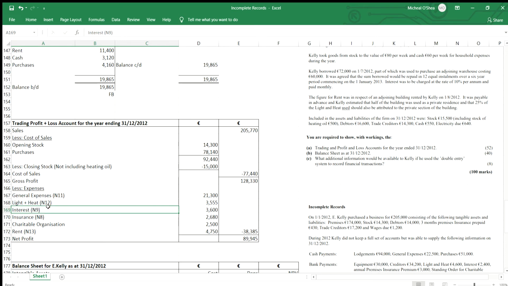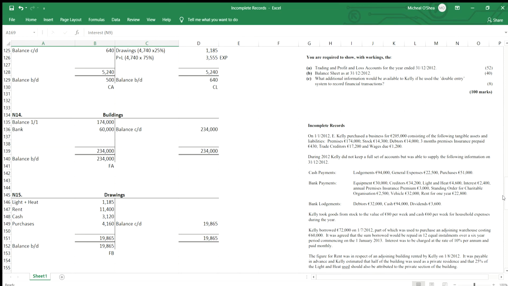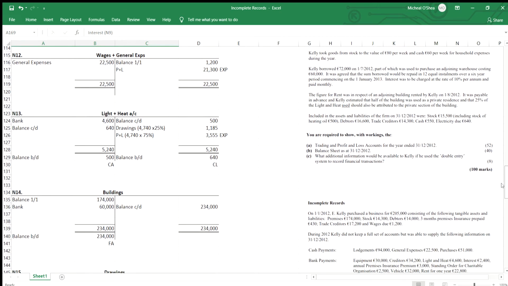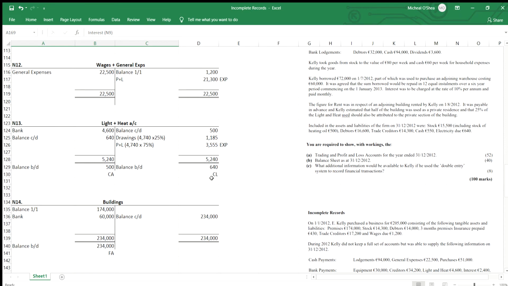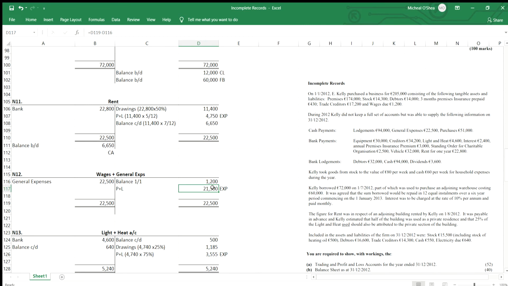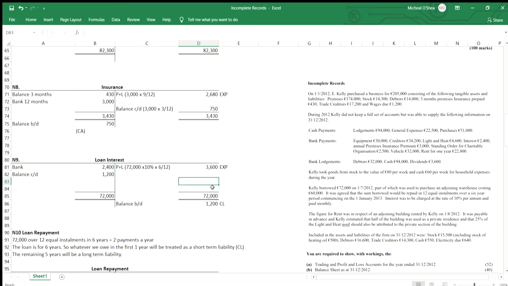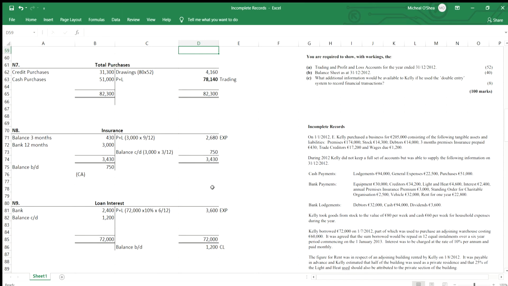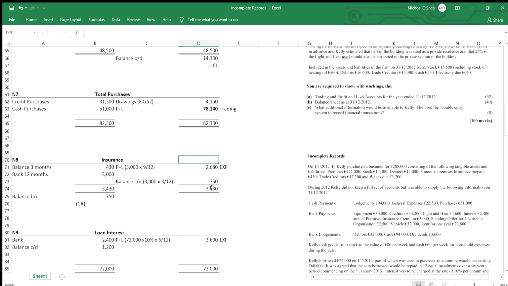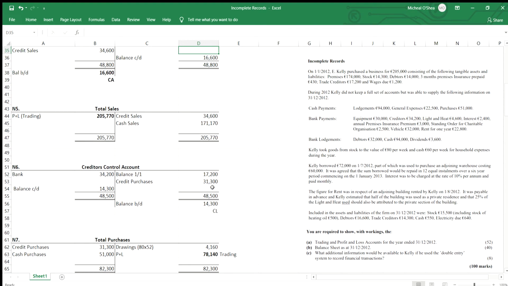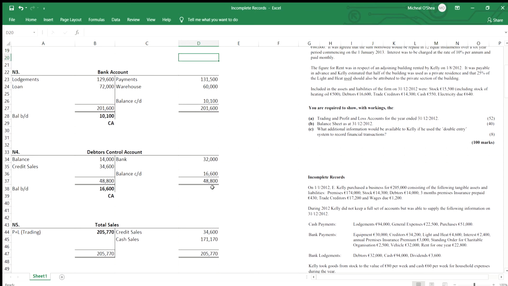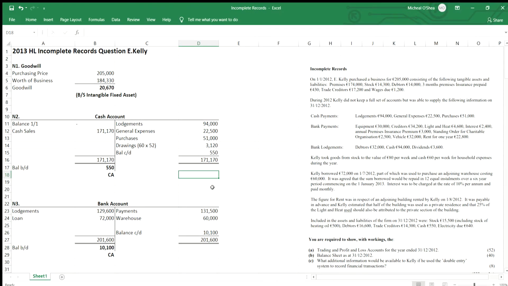Where did I get all those figures? I'm just going to go up here. So I have my light and heat. I have my wages here. Again, that's an expense. I have my rent up here. That's an expense. I have my loan interest here. That's an expense. I have my insurance. That's an expense. They're the ones that are obviously EXP. I think that's the last of them. I'm just going back through my notes. Anything I wrote EXP next to, I'm just throwing in here as an expense. So that's the lot of them.